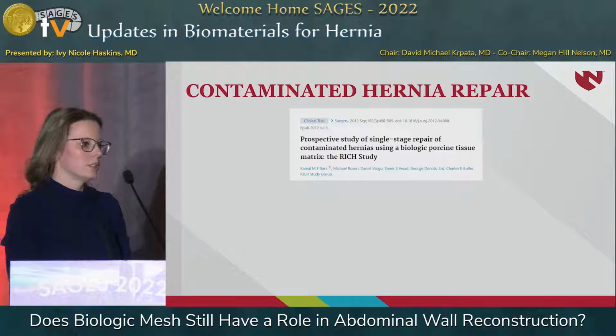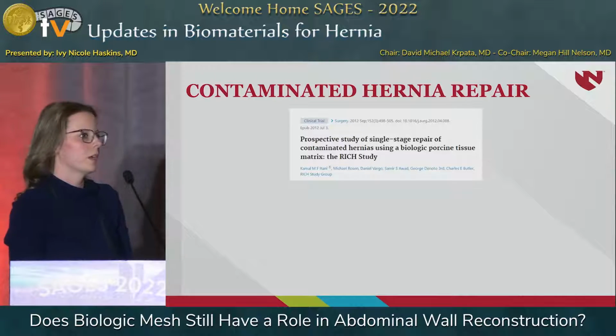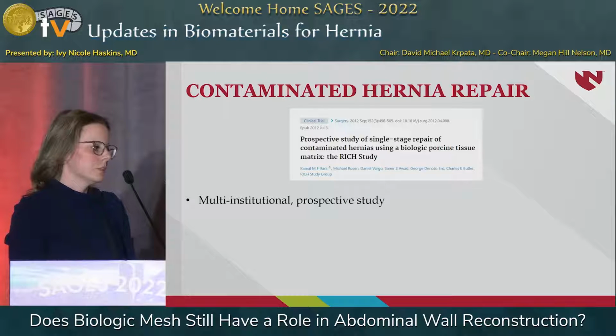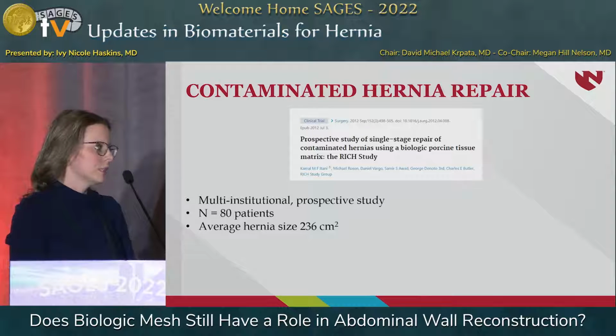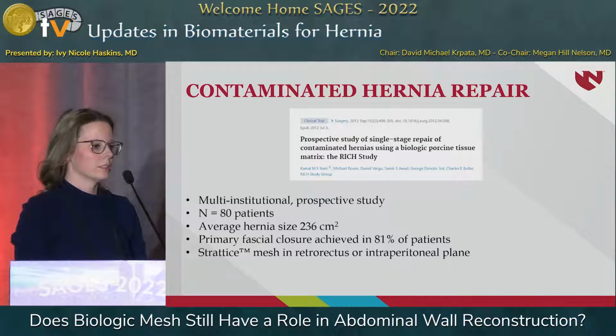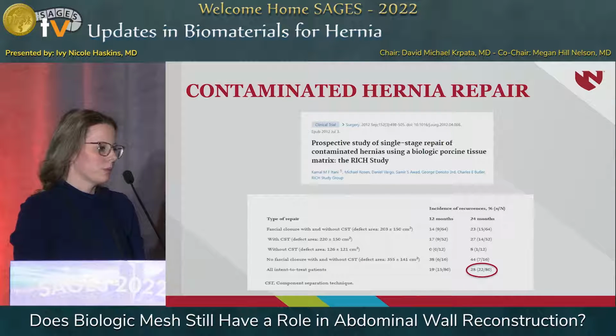The first study I want to talk about is the RICH study, which was published in 2012. RICH stands for Repair of an Infected or Contaminated Hernia. This was a multi-institutional prospective study. It included 80 patients. The average hernia size was 236 square centimeters. 81% of patients had primary fascial closure, and Strattice mesh was placed either in the retrorectus or intraperitoneal plane, and there was 2-year follow-up data available. What they found is that the rate of hernia recurrence was 28% at 2 years.